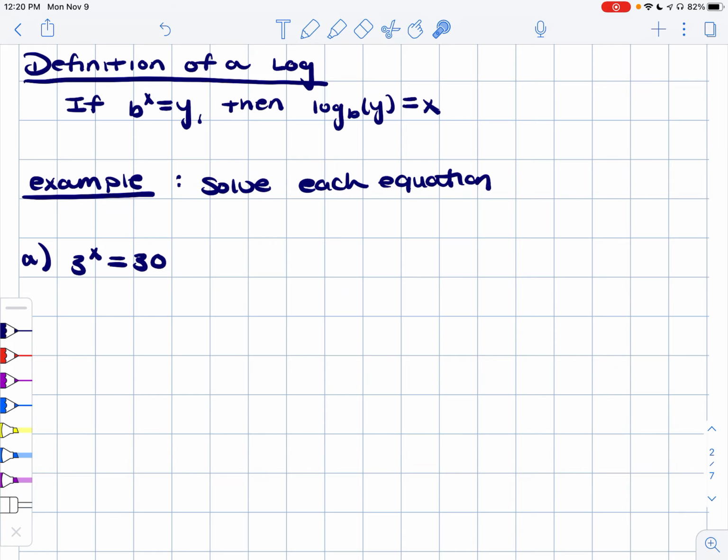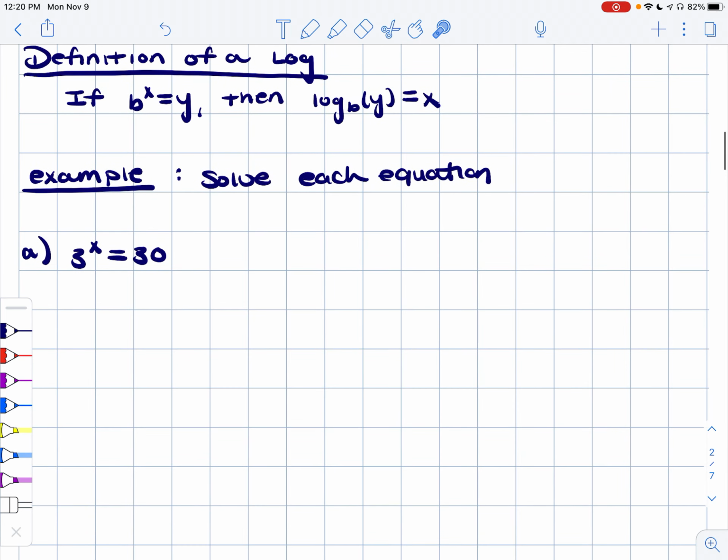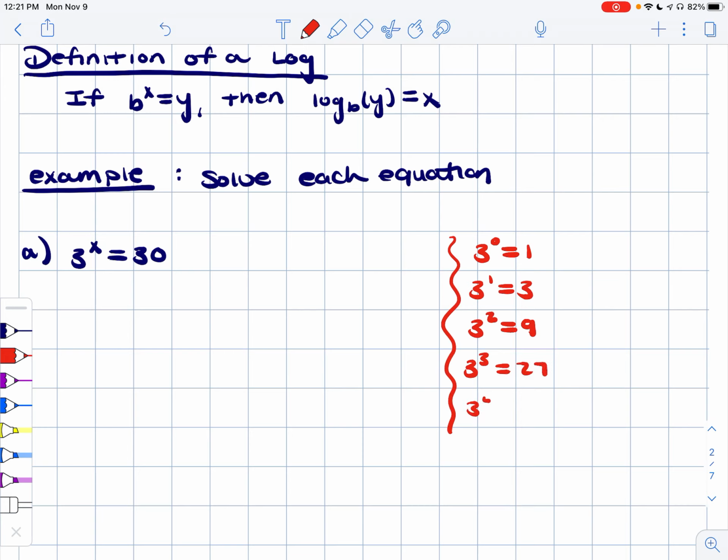3 to the power of x is equal to 30. So looking at this, the reason I know that I can't use the one-to-one property is because 30 is not a power of 3. If you think about your powers of 3 for a second, 3 to the 0 is 1, 3 to the 1 is 3, 3 squared is 9, 3 cubed is 27, 3 to the 4th is 81. But we don't have a nice whole number exponent that's going to give us a 30. So we're not able to just rewrite this like we were the ones in the last video.